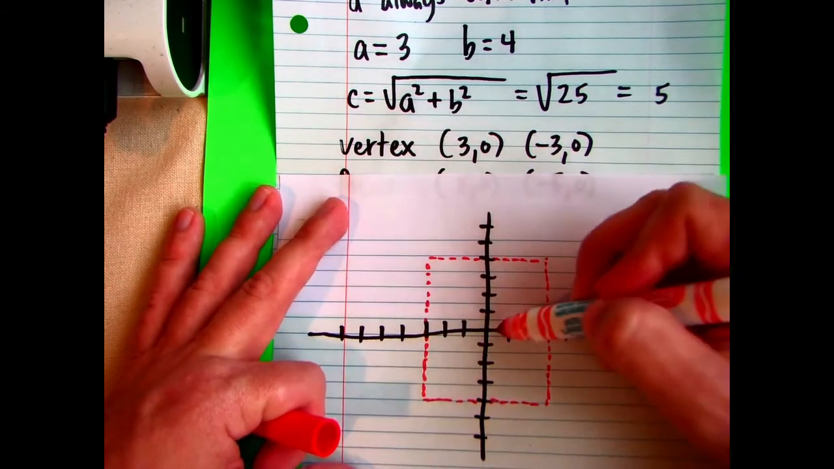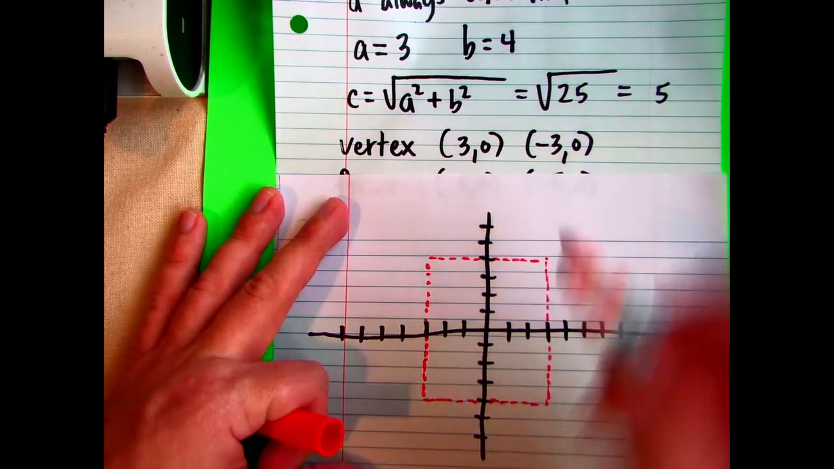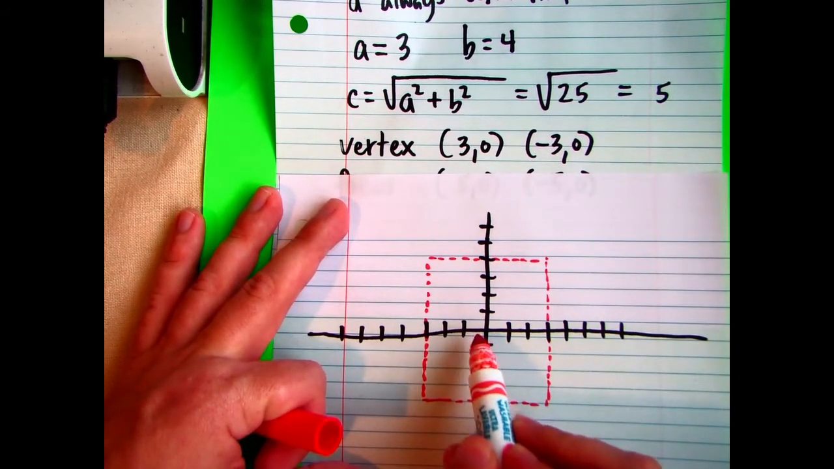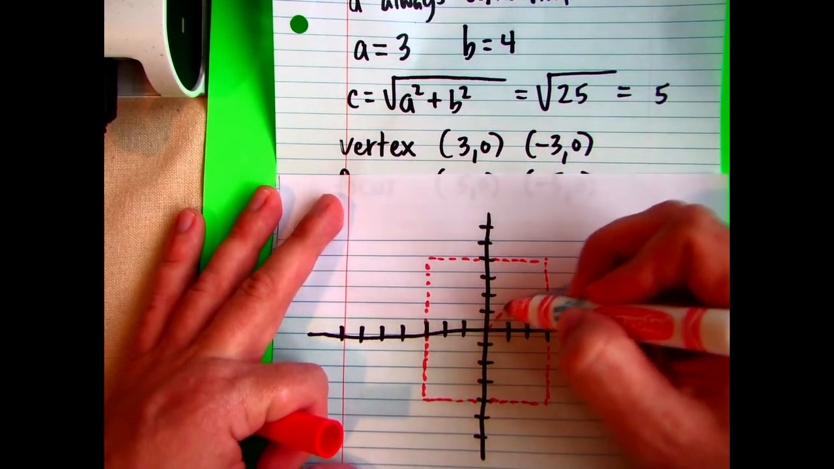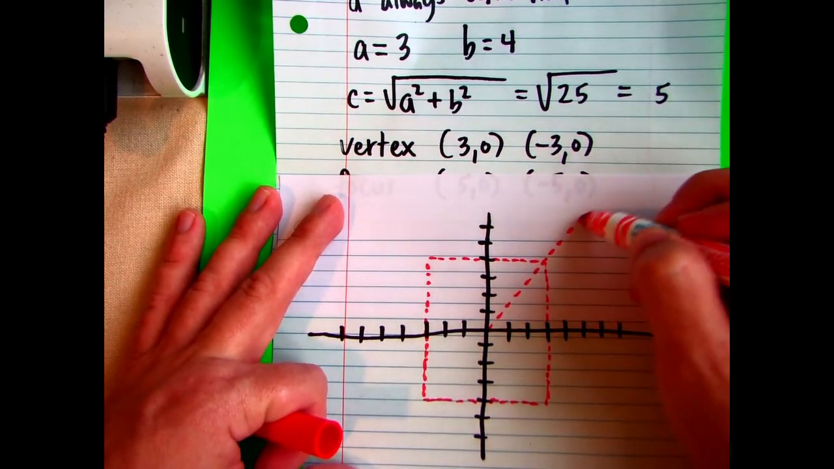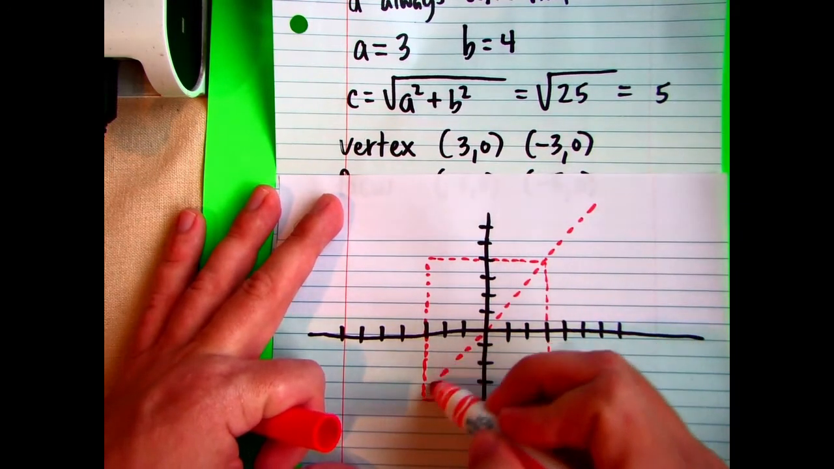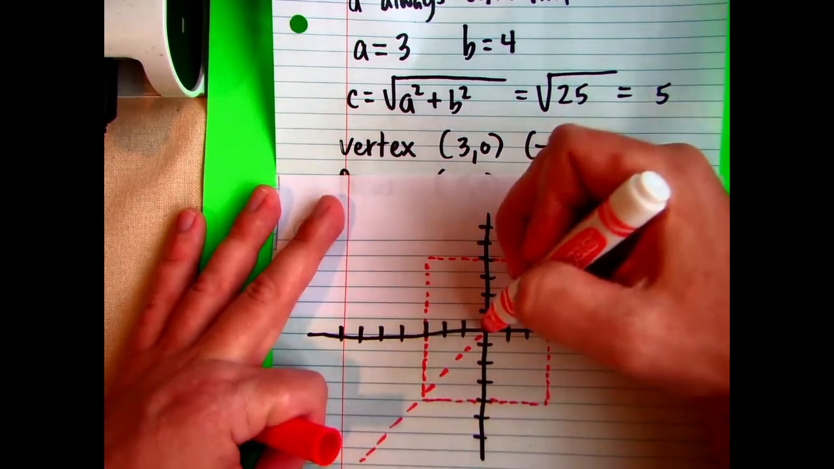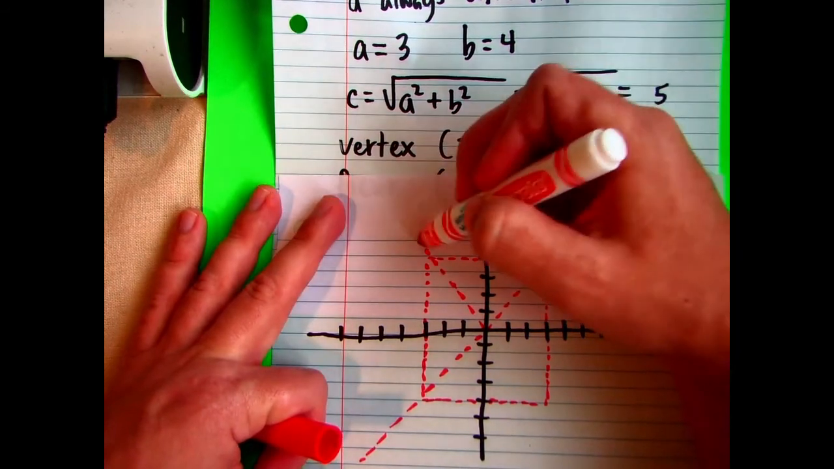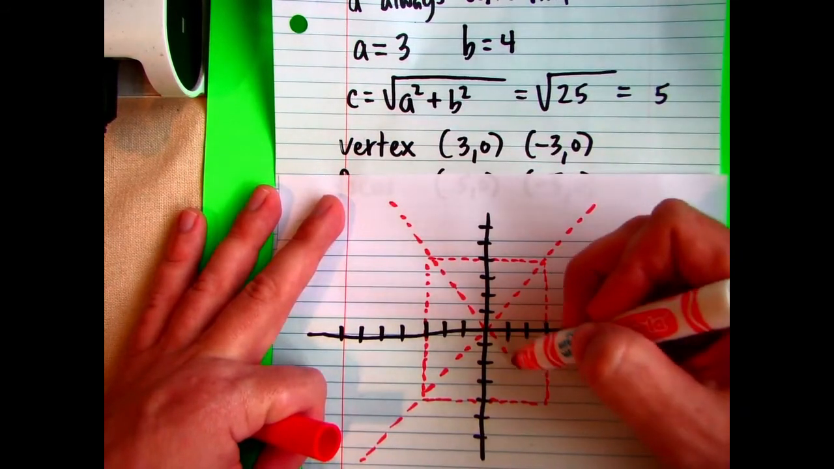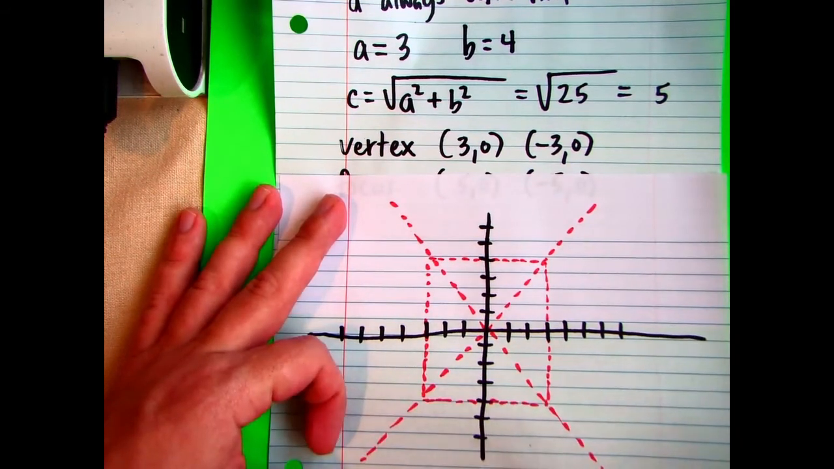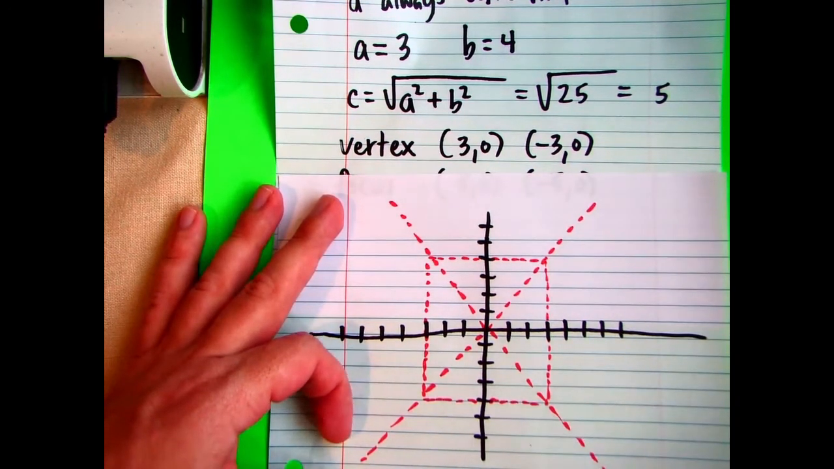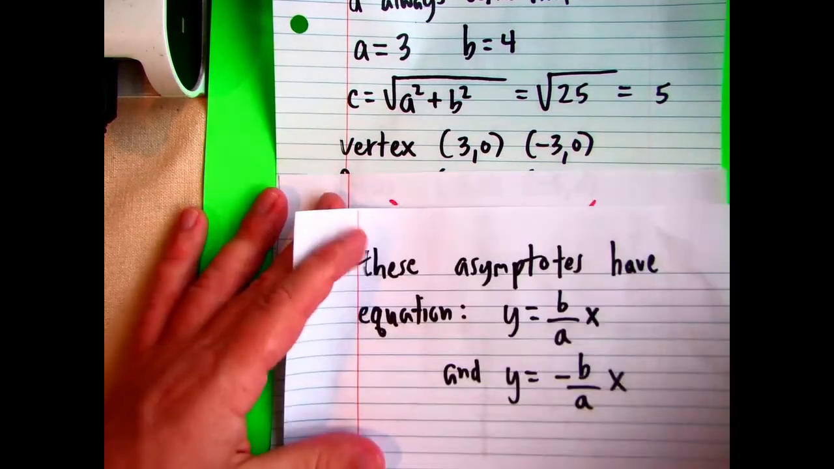and that's going to enable me to draw my asymptotes. Right? My asymptotes are going to go through the corners of this rectangle. So I got an asymptote with positive slope. I got an asymptote with negative slope. And let's identify the equation of those asymptotes. Look back at your notes that I gave.